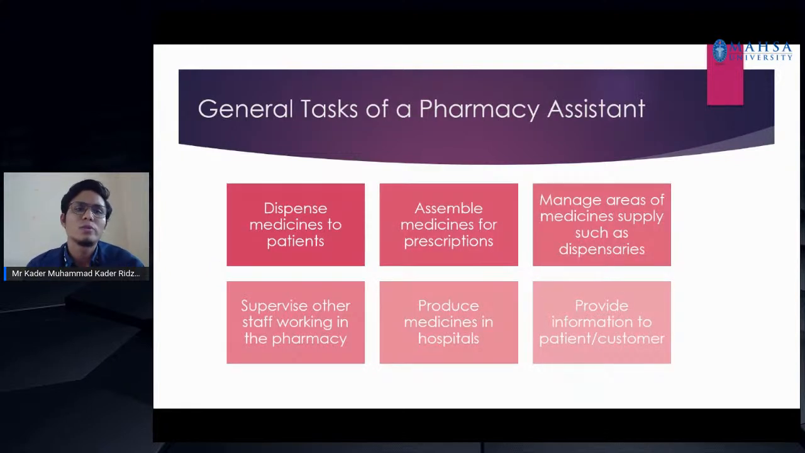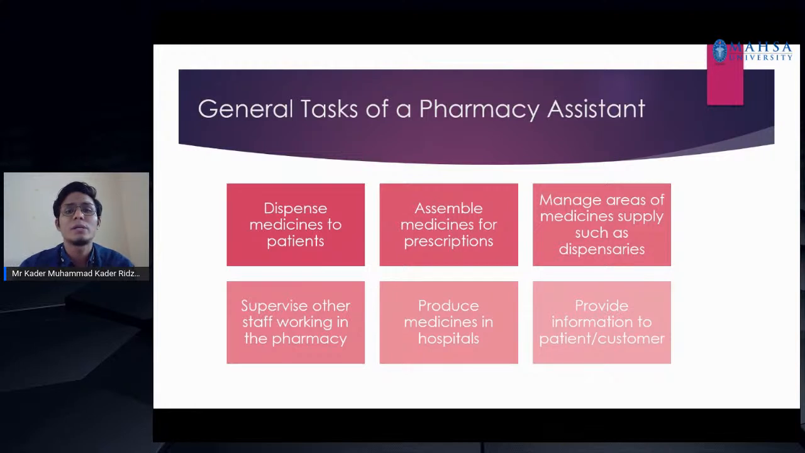So these are a few general tasks of a pharmacy assistant. The first one is dispense medicines to the patient. If you are asking what dispense is, that is the action at the pharmacy counter, where the pharmacist or the pharmacy assistant is telling you information and giving you the medication. That particular act is called dispensing.